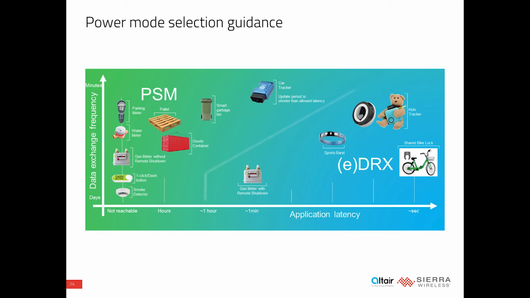And the shorter the application latency you can allow, the shorter the period is. For example, with a smart bike, I want to approach the bike and I want it to be open immediately, and therefore the period should be seconds and not minutes as before. And of course, it will cost some power.